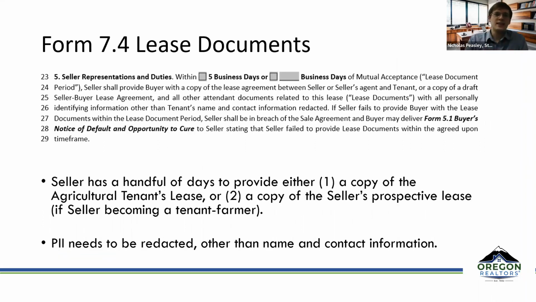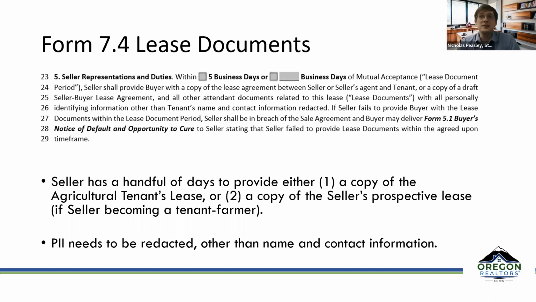We do request that the seller provide the various lease documents. This is going to either be a copy of the lease with the agricultural tenant or a copy of the draft seller-buyer lease agreement. So if the seller sold the ranch and now they're going to start ranching it as a tenant farmer, the seller has a couple days to give the buyer a copy of the draft lease to say, these are the terms that I would like to have on our lease. Do you like it? And the various other documents that are attendant to that. So the seller has to give them the fundamental documents that would create this tenancy after closing.